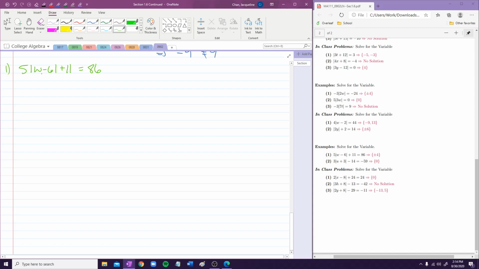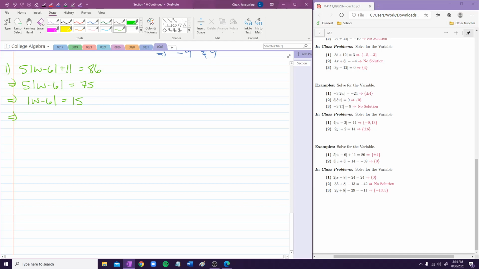I'm given 5 times the absolute value of w minus 6, plus 11, is equal to 86. First things first, we have to isolate the absolute value. So I'm going to subtract 11 from both sides, and I'm left with 75. Remember, it has to have a coefficient of 1, so we divide both sides by 5. And I'm left with the absolute value of w minus 6 equals 15.